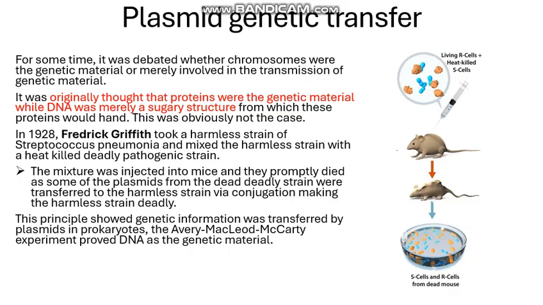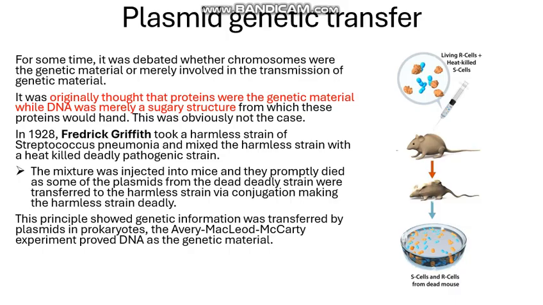So, an experiment was done in 1928 by Frederick Griffith, who took a harmless strain of Streptococcus pneumoniae and mixed the harmless strain with a heat-killed deadly pathogenic strain. The mixture of this harmless and deadly strain was injected into mice, and they promptly died. This was because some of the plasmids from the deadly strain were transferred to the harmless strain via conjugation, making the harmless strain deadly. This principle showed us that genetic information was transferred by plasmids in prokaryotes.